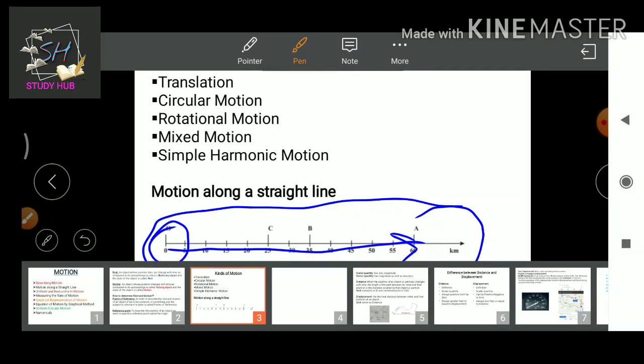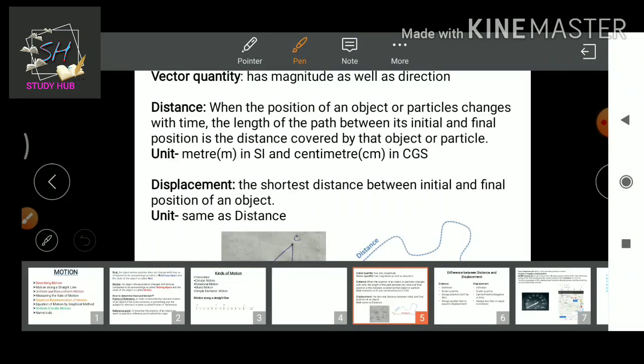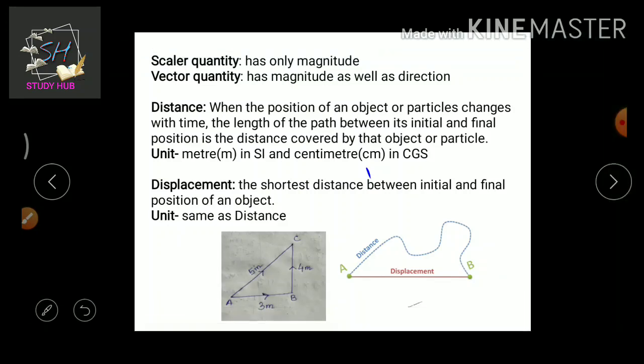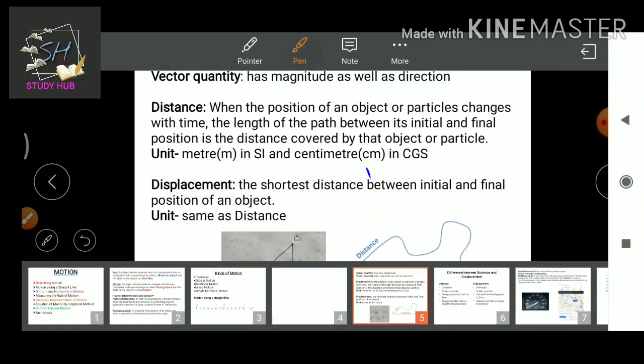So now we need 2 concepts. One is distance and one is displacement. Before knowing that, we need to understand what is scalar quantity and what is vector quantity.